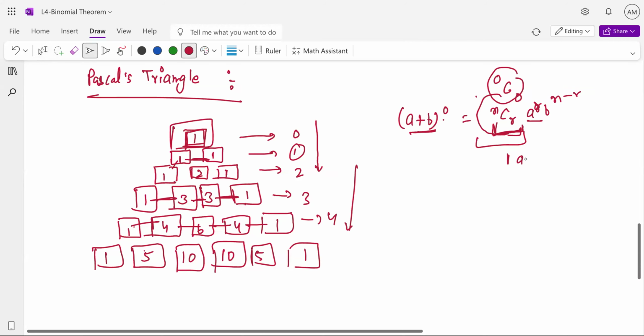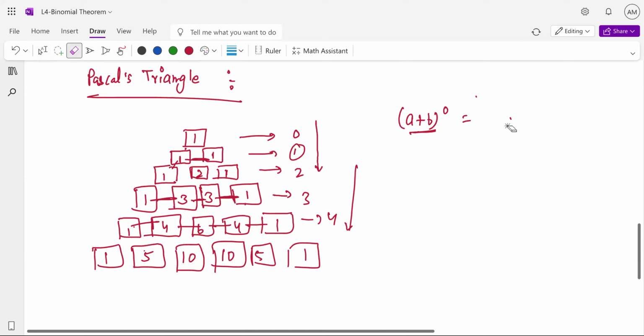What is this? A to the power zero is one, and b to the power 0 minus 0 again comes out to be 1 itself. Yes, so what happened? You have the result as 1. Is that fine? Yes, sir. Okay. So I can say this answer comes out to be 1.